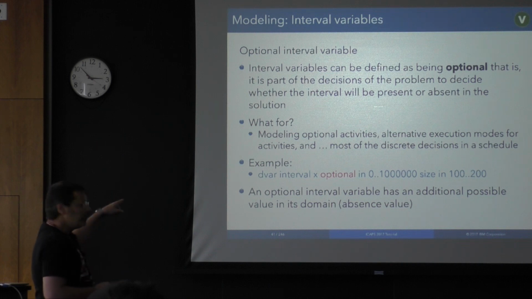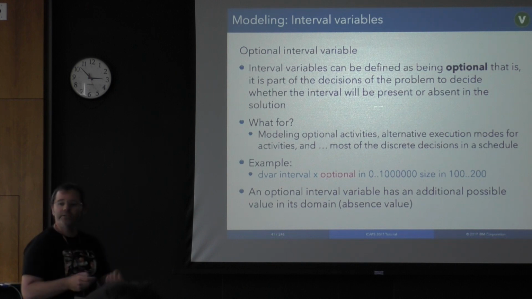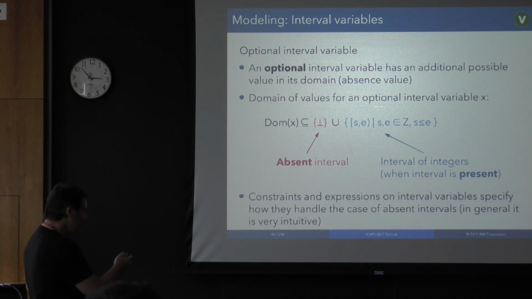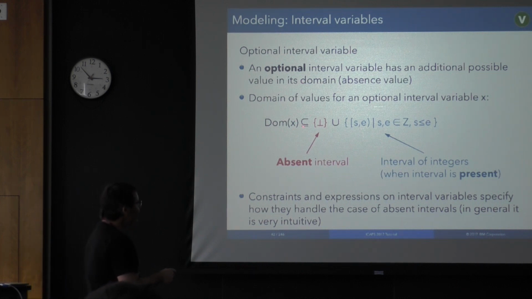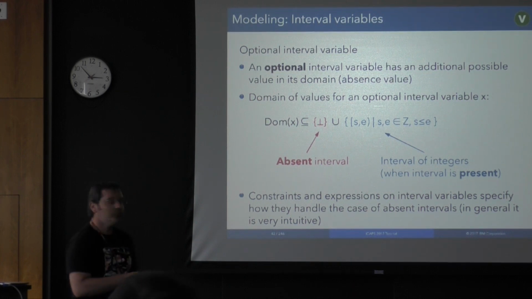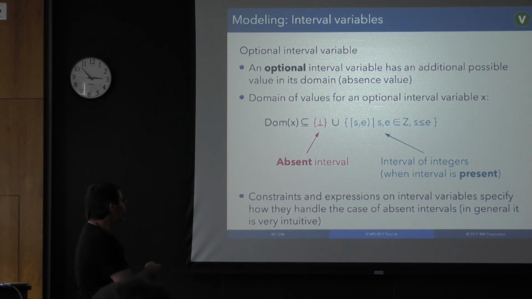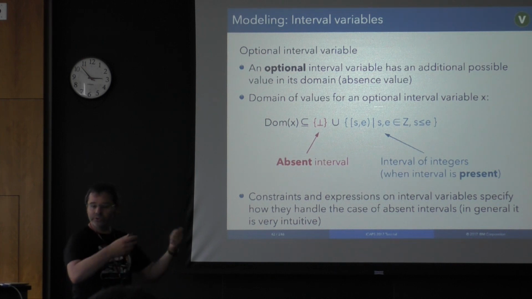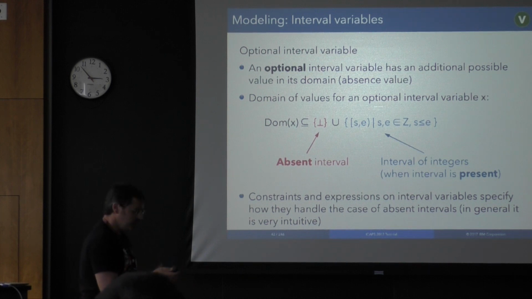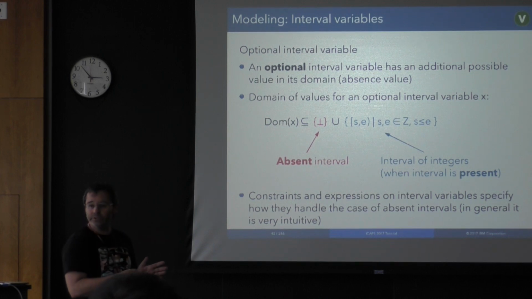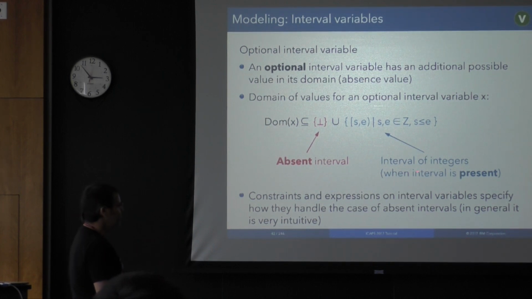Okay, so I will now define a little bit more formally what it means for an interval to be optional. In fact, it's just an additional value in the domain of the variable. If you define a variable x as being optional, it means that the domain of x includes a particular value, I call it bottom. It means that the interval is absent. So if the search fixes the value of this interval to this, it will mean that the interval is absent. Otherwise, the value is an interval of integers, and in this case, we say that the interval is present.